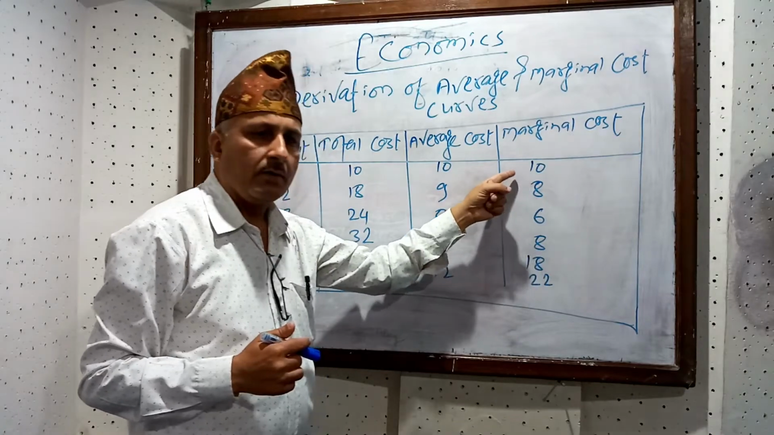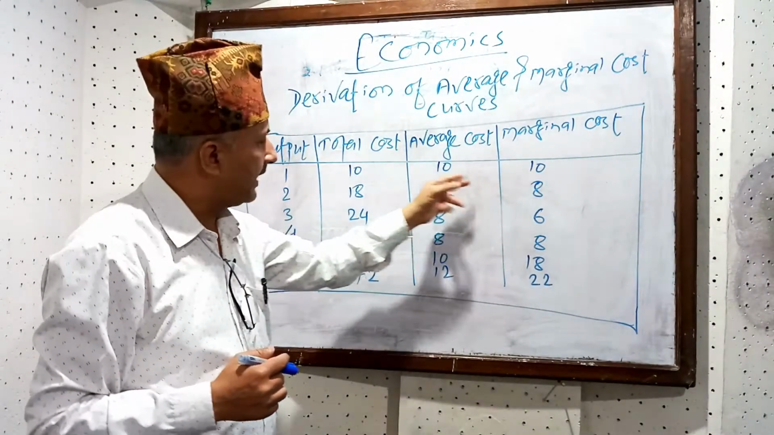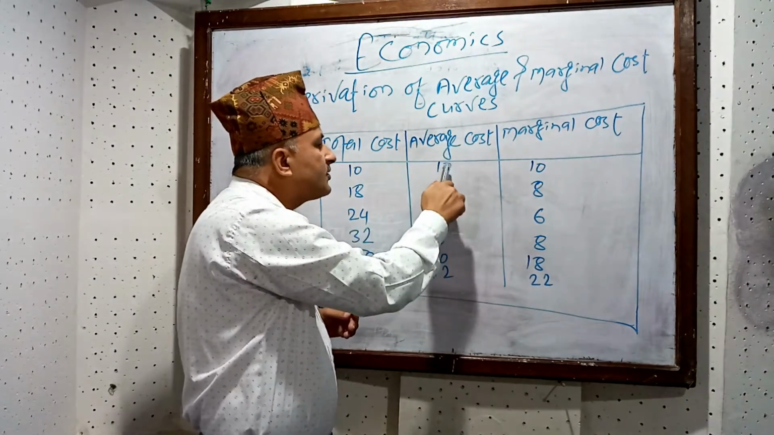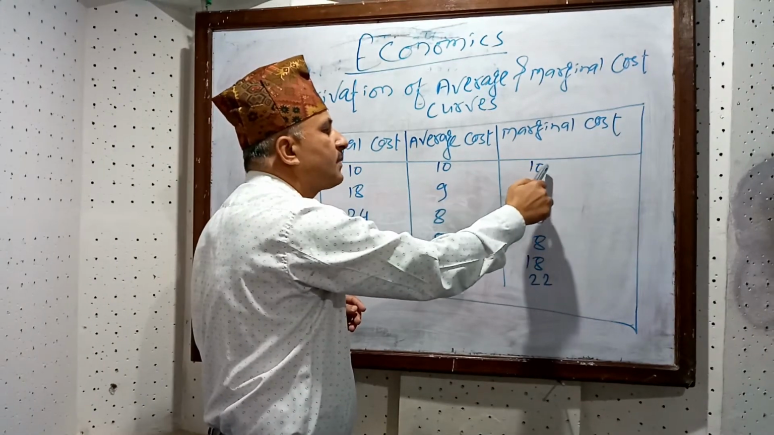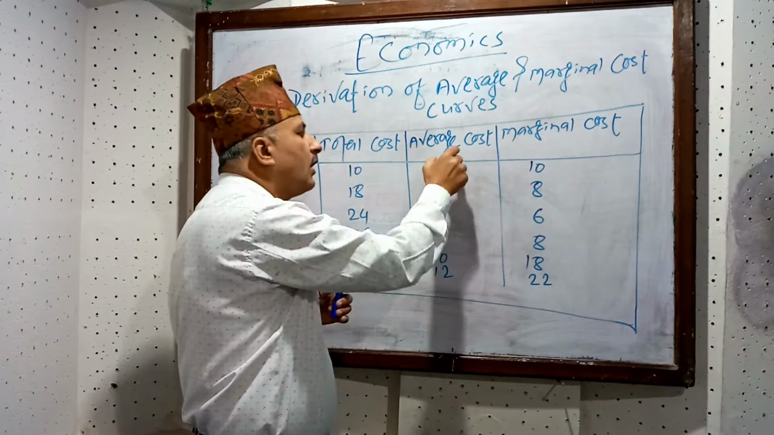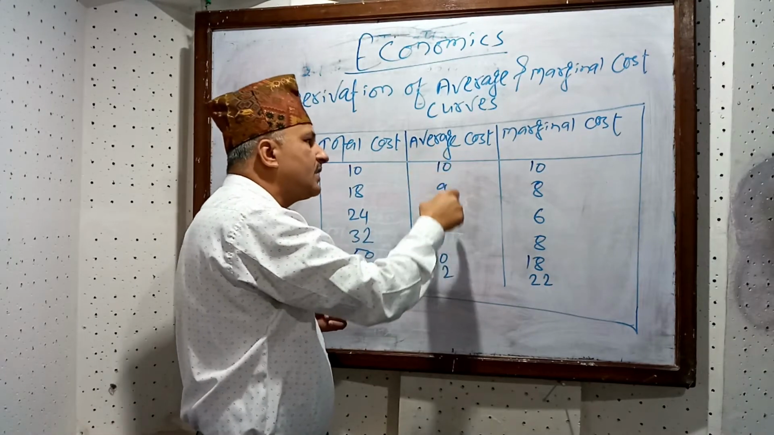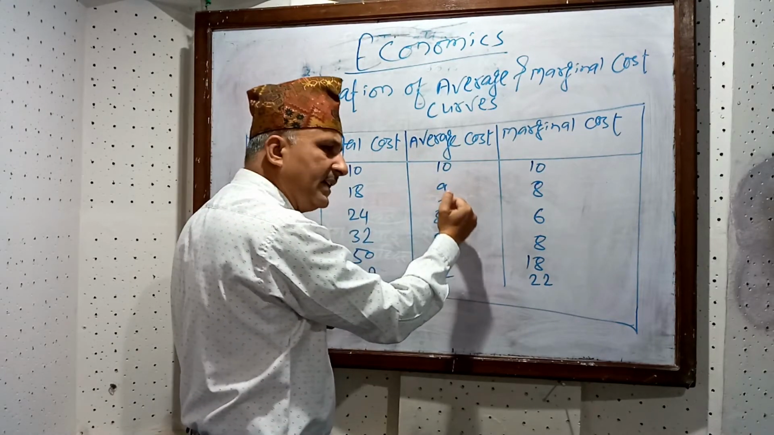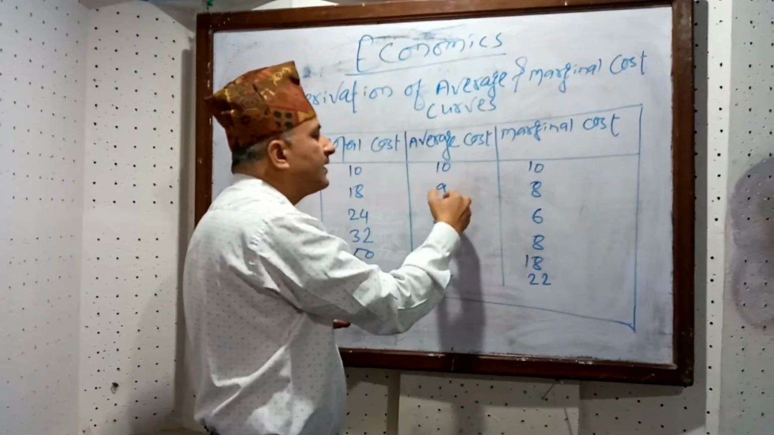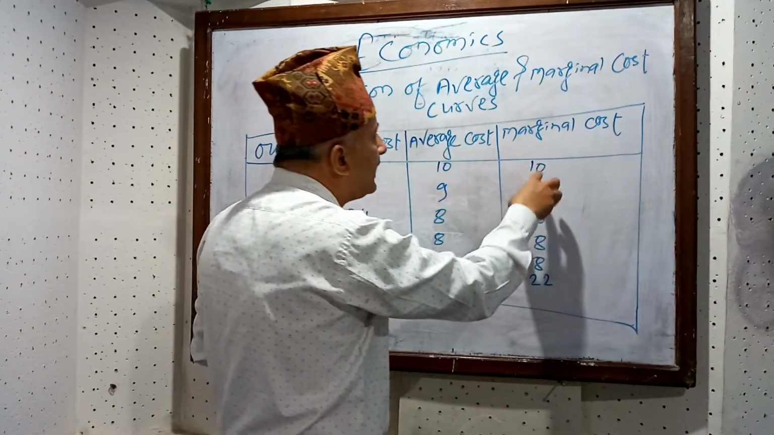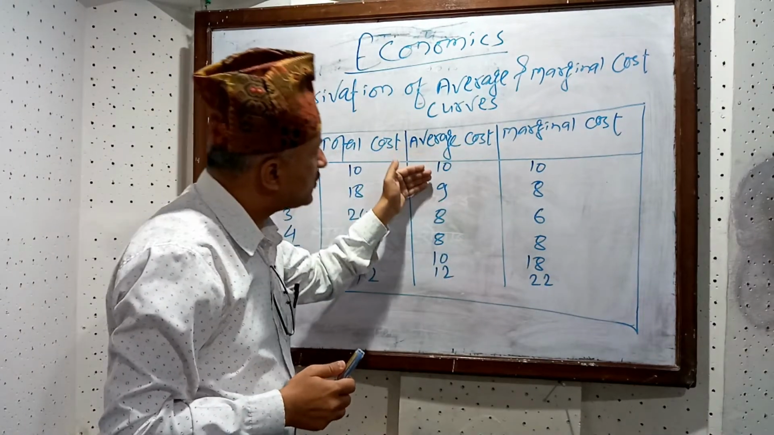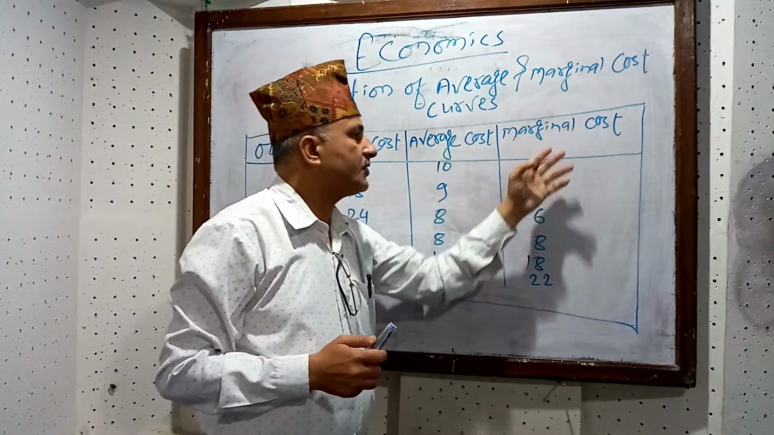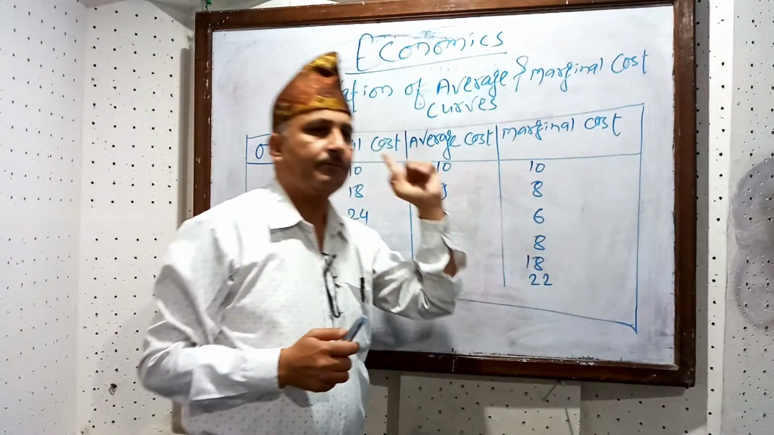But look at the difference between them. Average cost diminishes from 10 to 9, but marginal cost diminishes from 10 to 8. That means the rate of diminishing of average cost is quite slow, slower than marginal cost. Average cost diminishes slowly, but marginal cost diminishes quickly.